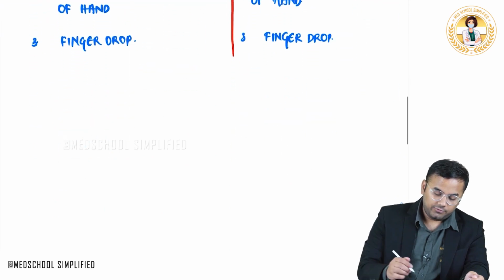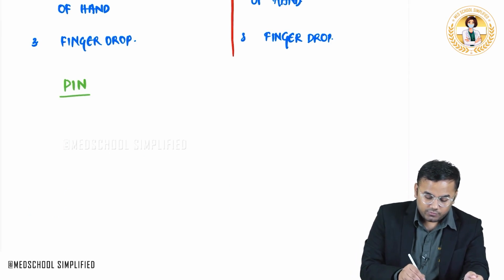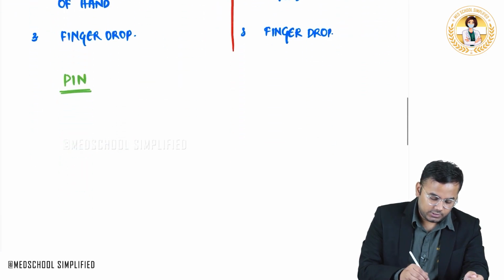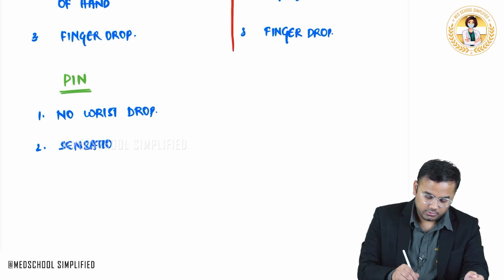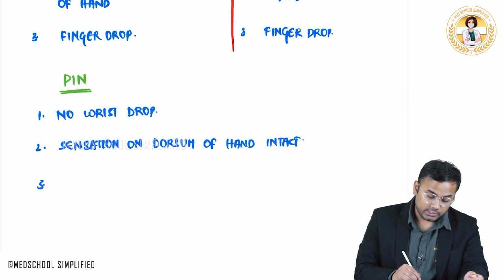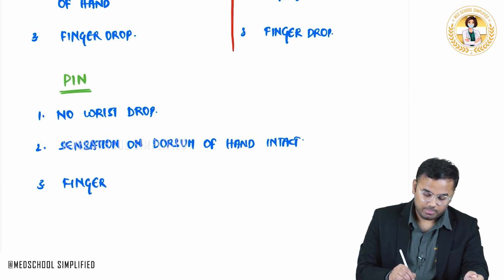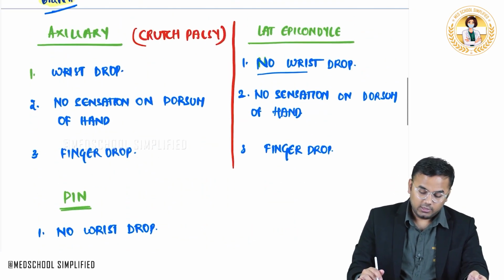Okay. So if there is posterior interosseous nerve injury, then what will happen? The first important thing you see is there will be no wrist drop. Right, sensation on the dorsum of the hand is intact. But the third important thing is that patient will have finger drop. Patient will definitely have a finger drop. Okay, so this is an important thing.